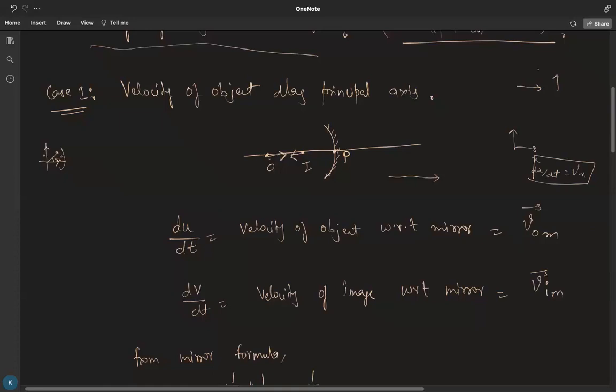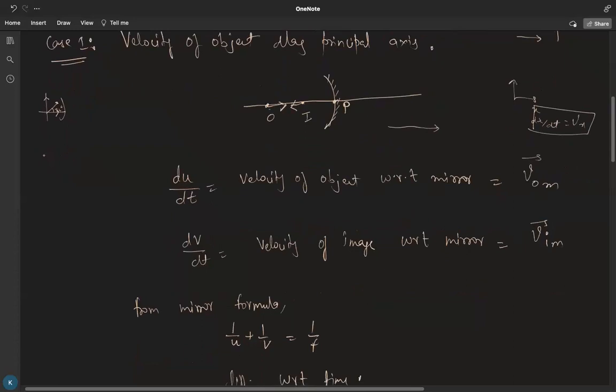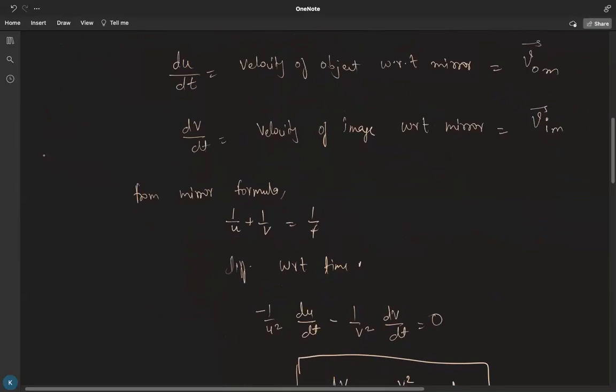So I am trying to find du by dt and dv by dt. You all know what u and v are. u is the distance of the object from the mirror, or the pole, and v is the distance of the image from the mirror, or the pole. Now we have the simple mirror formula, as we derived in our fourth or fifth lecture: 1 by u plus 1 by v is equal to 1 by f.